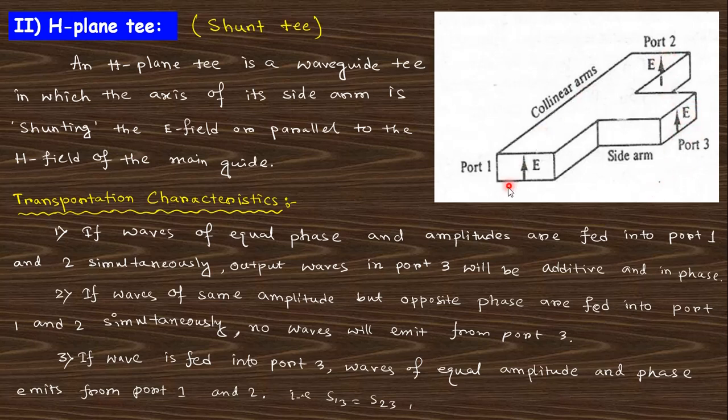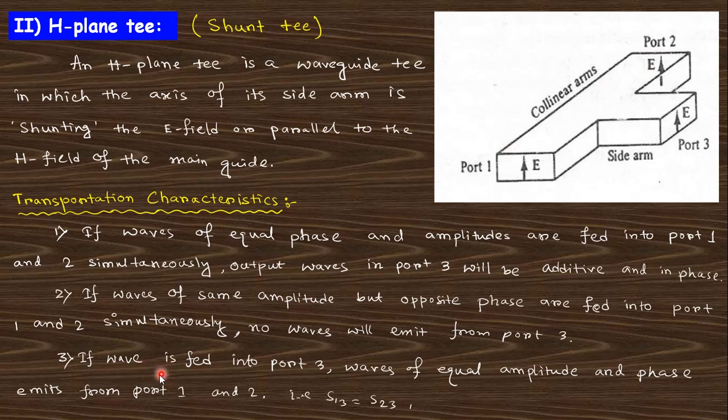That means this is E, this is E, so there will be 2E in the same phase. If these are opposite, then this will be 0, right? If these are in the same phase, then this will be additive. If this is in the opposite phase, this will be negative, and this will be 0 when these two are equal and opposite.